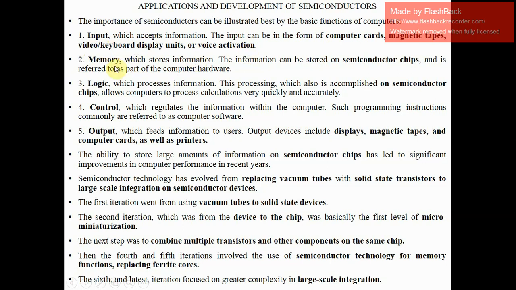But memory generally stores information. The information can be stored on semiconductor chips, and is referred to as a part of the computer hardware. Generally these semiconductor chips are the computer hardware. Then logic, which processes information. This processing is also accomplished on semiconductor chips and allows the computer to process calculations very quickly and accurately.